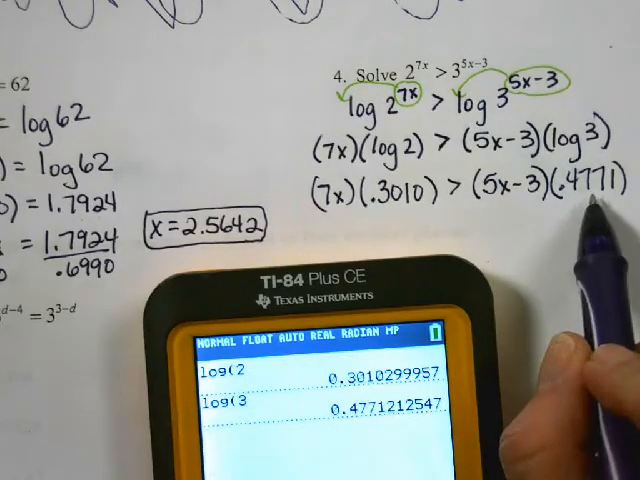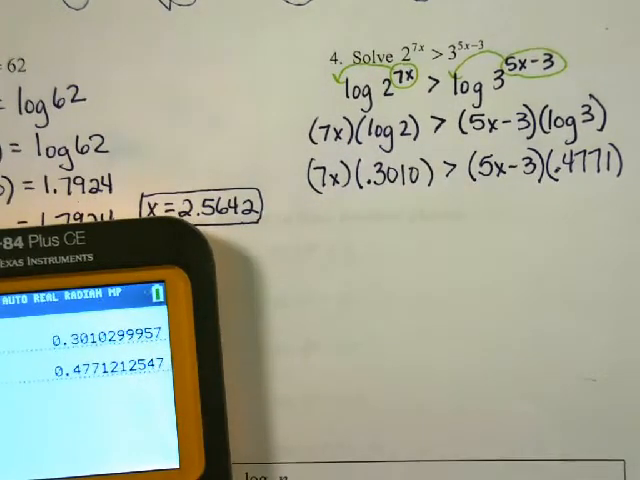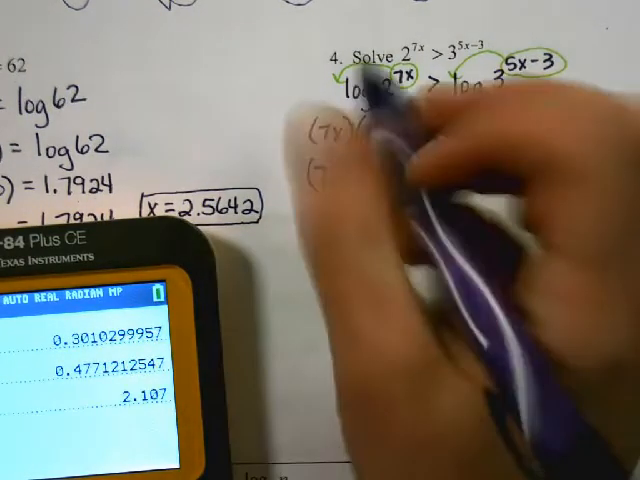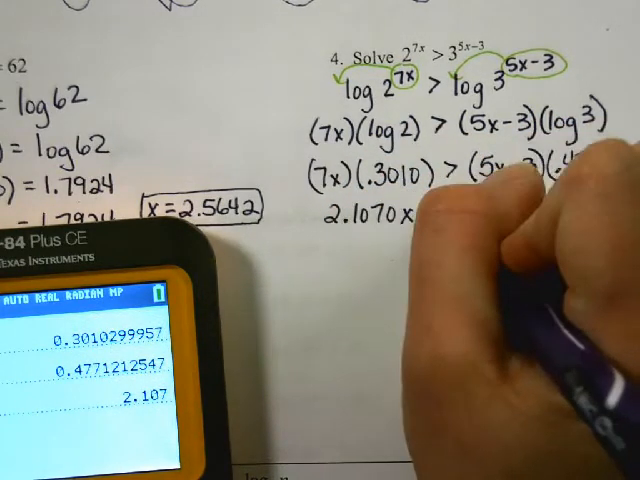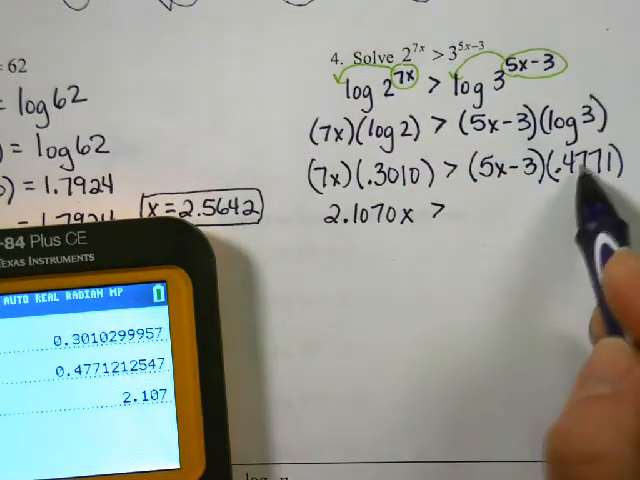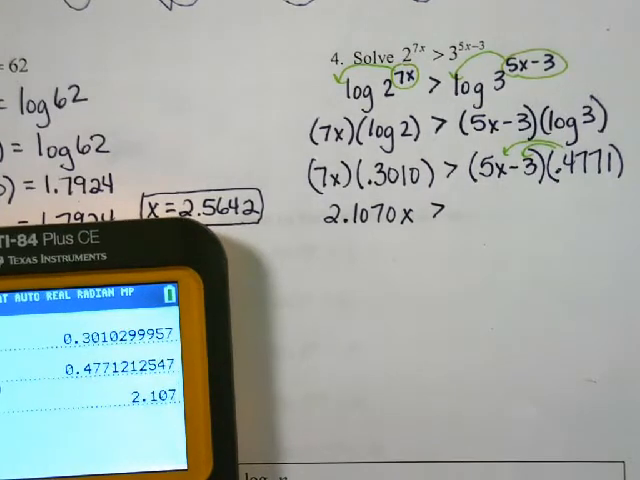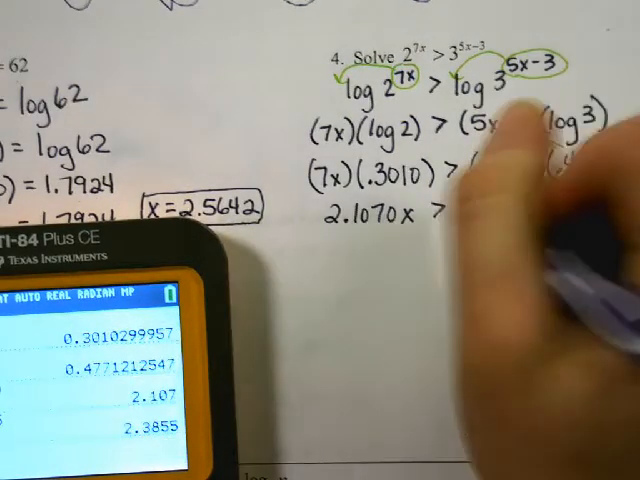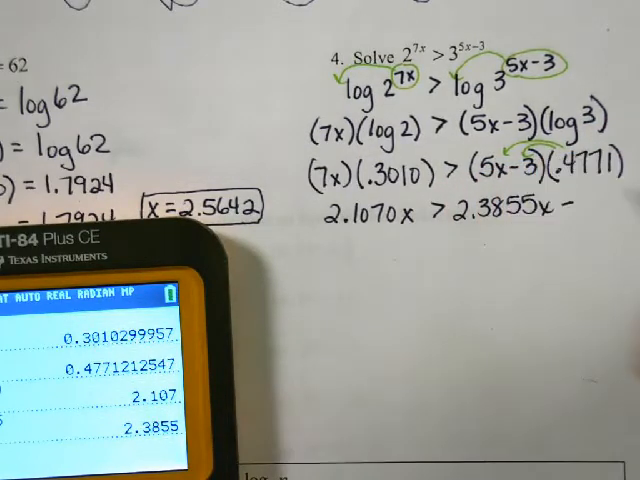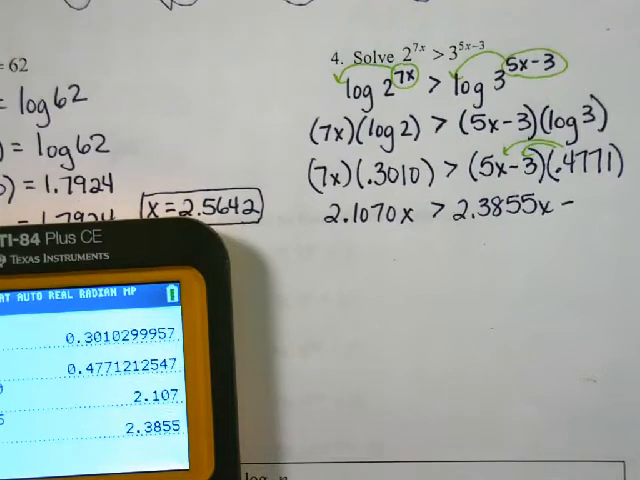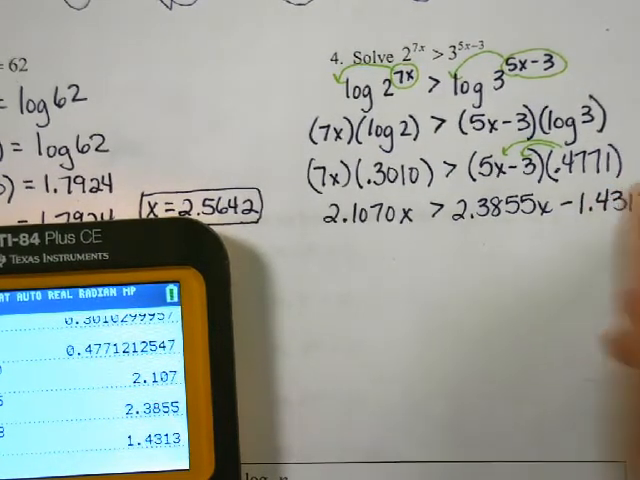This is still in my calculator, so let's do 7 times 0.3010. I get 2.1070x is greater than, and I have to distribute this: 0.4771 times 5 is 2.3855x, minus 0.4771 times 3, which is 1.4313.